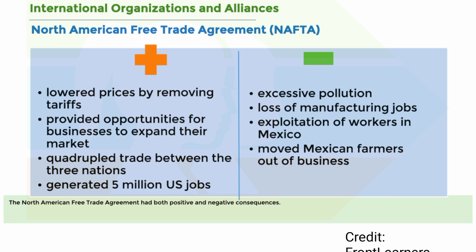The North American Free Trade Agreement had both positive and negative consequences. For the positive, it lowered prices by removing tariffs, provided opportunities for businesses to expand their market, quadrupled trade between the three nations, and generated 5 million US jobs. For its negative effects, we have excessive pollution, loss of manufacturing jobs, exploitation of workers in Mexico, and it moved Mexican farmers out of business.